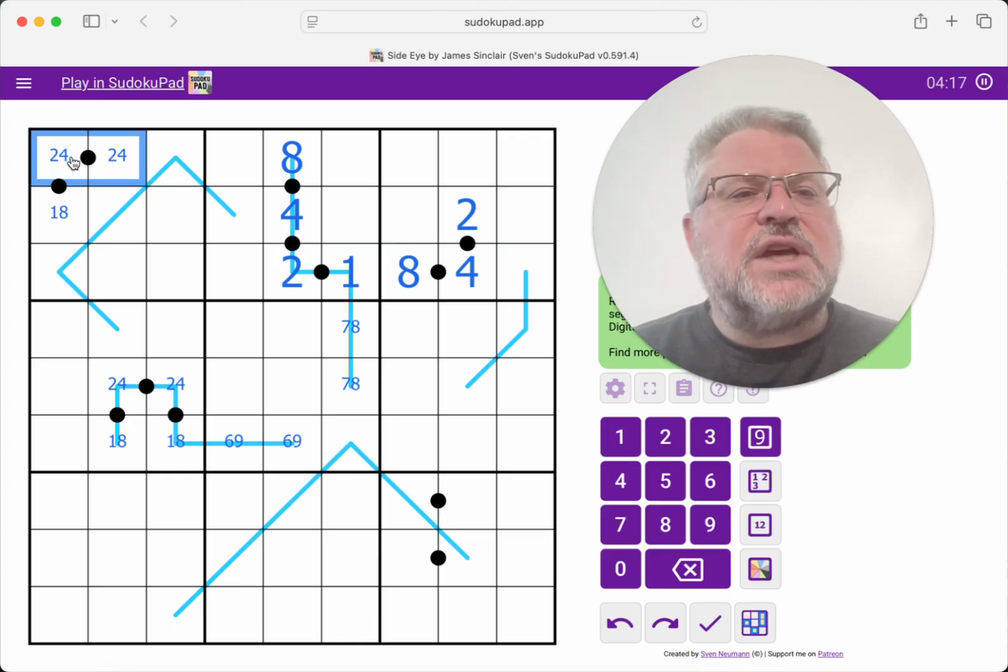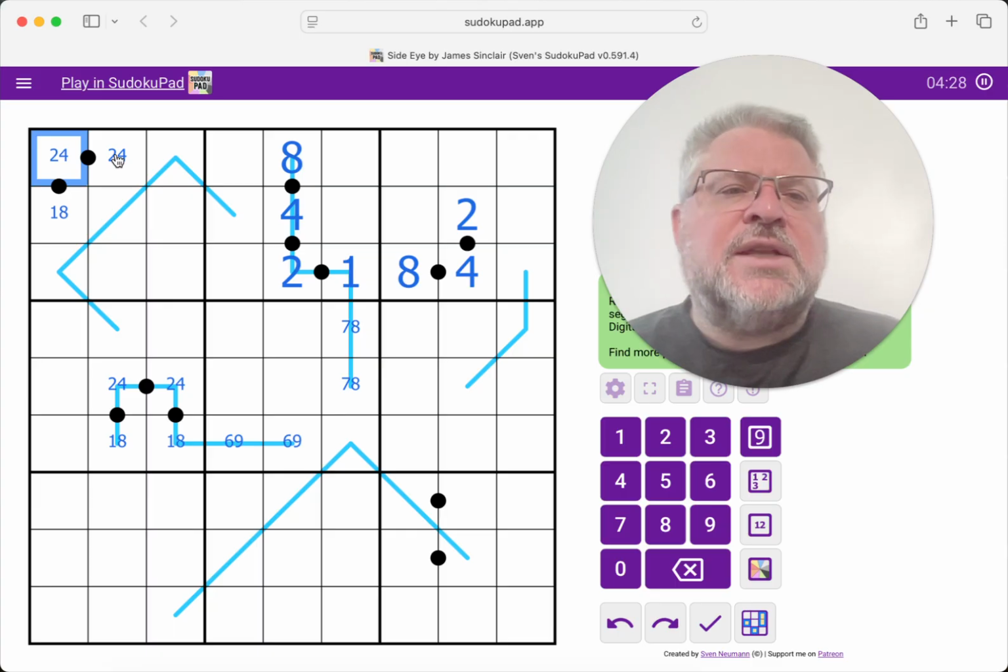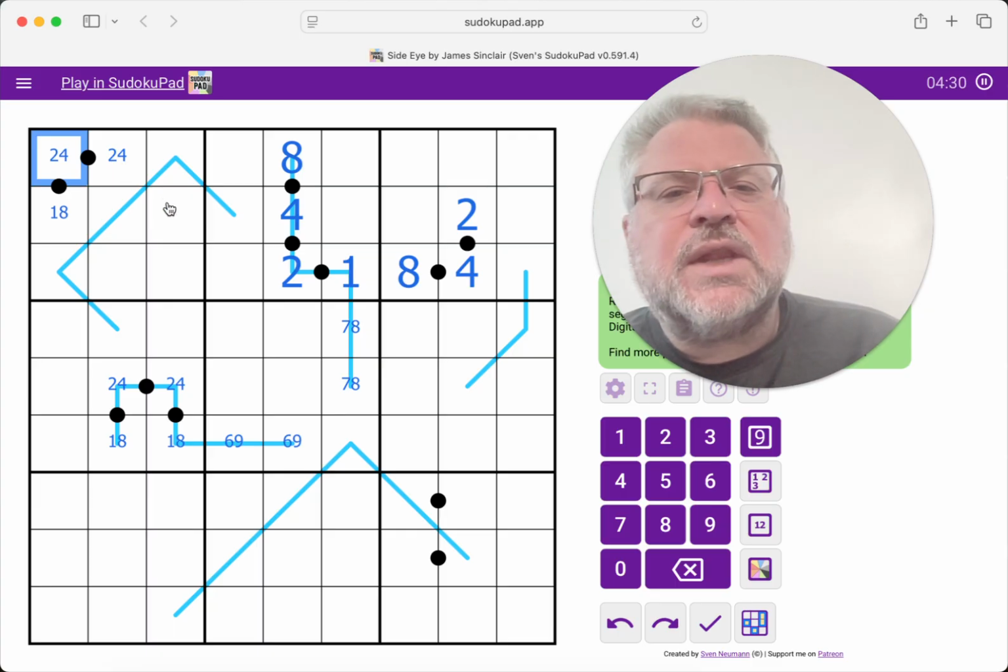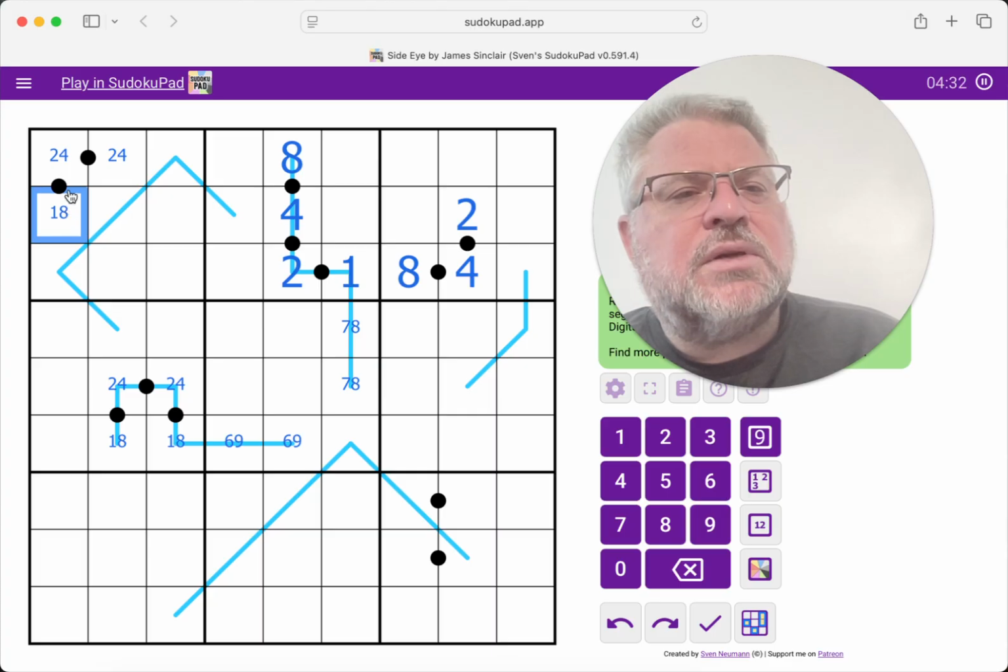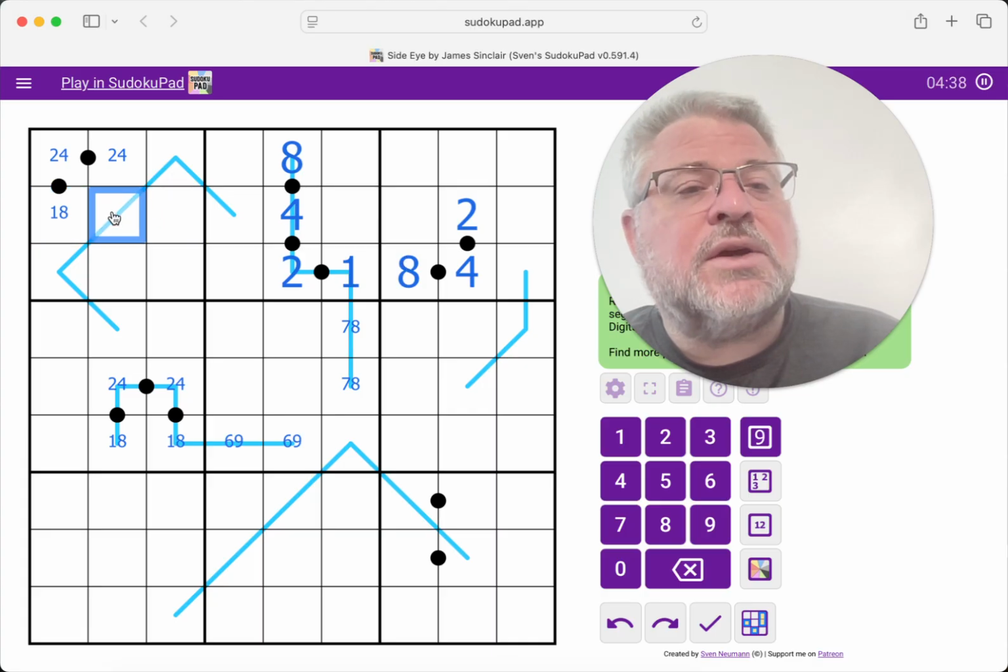I'm using center notation to indicate that I know 2 and 4 are the only digits that can go into these 2 cells. I had corner marks in there because I knew there was a 2 and 4 somewhere in there, but I didn't know exactly where they were going to go. All right, so 1 or 8 here. 1, 2, 4, or 8, 4, 2. 8 is in one of these. It can't be here.